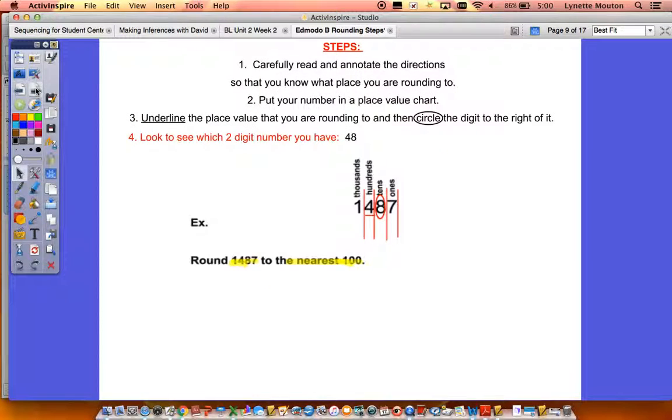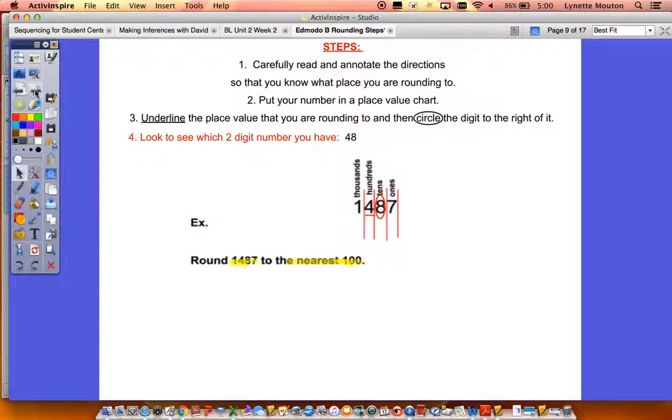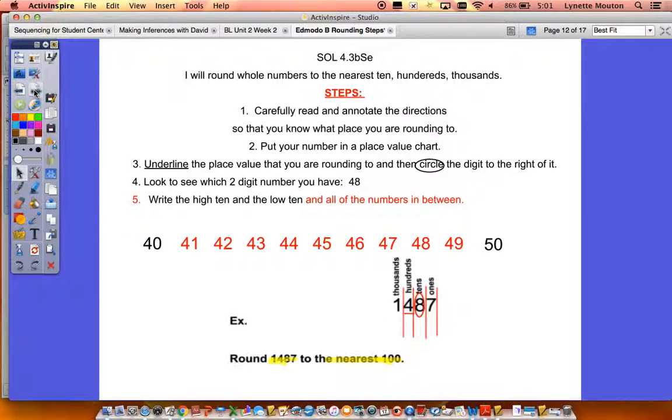So now we're going to take that high 10 and put it on our paper. So 48 is between 50 and the low 10. Sorry, went in the wrong direction. 40. So it's between 40 and 50, and then write all of the numbers in between those two tens. So we're actually just using the tens to help us round that two-digit number. So there we are again. 48 is our original number. The high 10 is 50. The low 10 is 40. We write all the numbers in between. That's step 5.